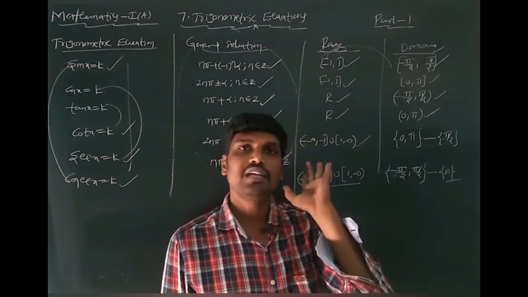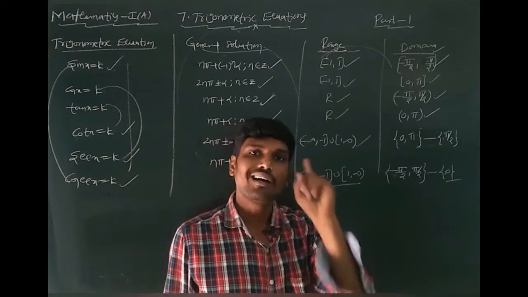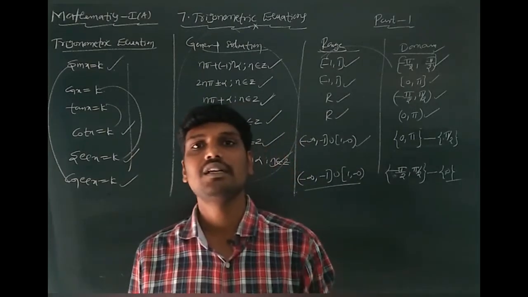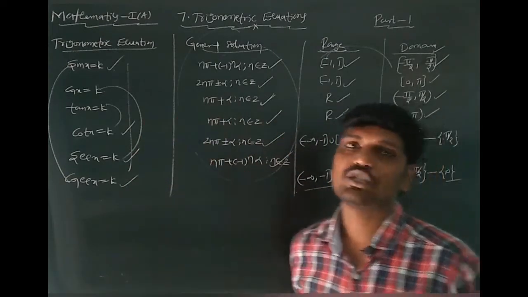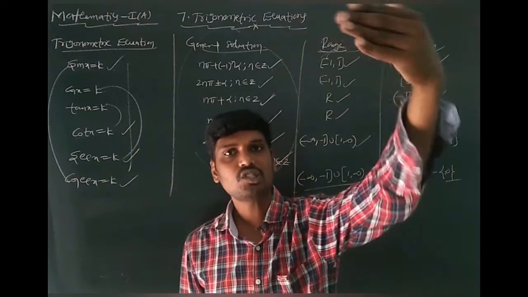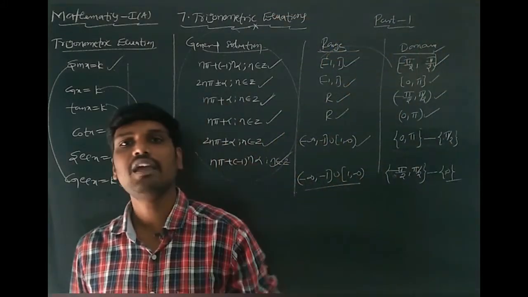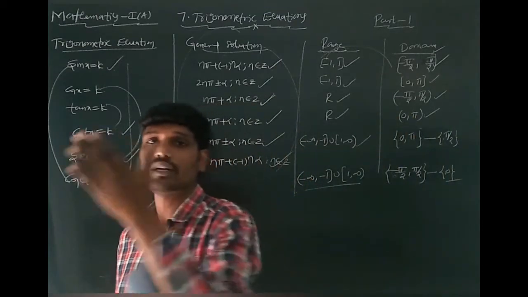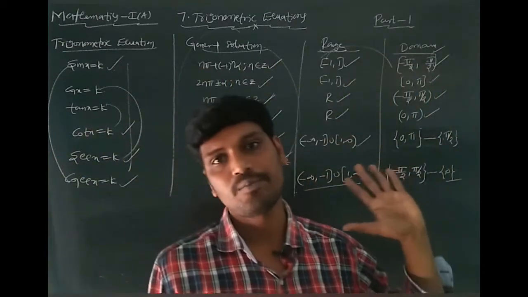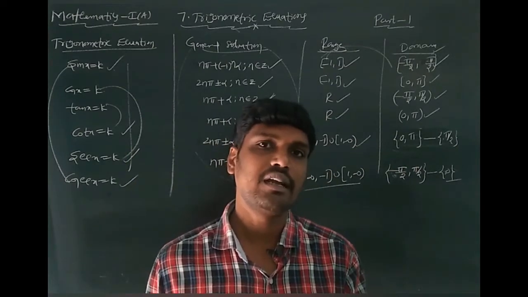Sin x is equal to k general solution is n pi plus -1 whole power n into alpha. Cos x is equal to k general solution is 2n pi plus or minus alpha. Tan x is equal to k general solution is n pi plus alpha. These 3 general solutions you can read and write. The remaining 3 are reciprocals: sin reciprocal cosecant, cos reciprocal secant, tan reciprocal cot. This way you can identify and remember these formulas.